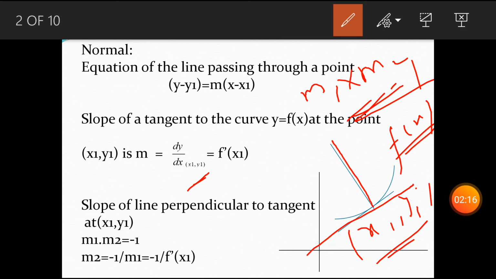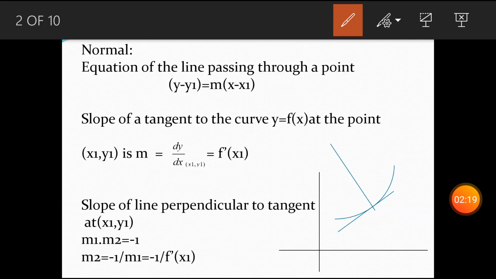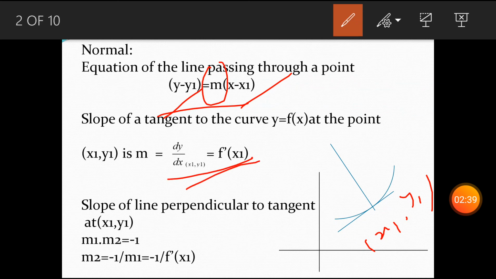This is the idea. Now you just see, first of all, the equation of the line that passes through a point. What is the point? (x1, y1). So the equation will be y minus y1 equals m times (x minus x1). m is nothing but the slope. So how are you calculating the slope? First of all we will calculate the slope of the tangent. The slope of the tangent will be f dash at the point (x1, y1), so it will be f'(x1). That is the derivative of the curve at that point. So this is the slope of the tangent.